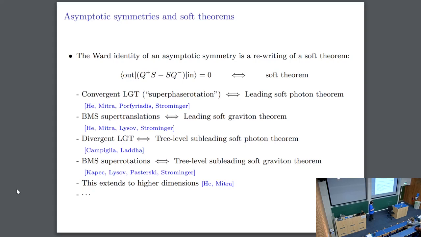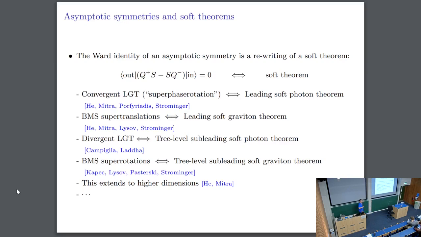So in QED, the large gauge transformations, whose parameter is convergent, turns out to have Ward identities that correspond to the leading soft photon theorem. In gravity, we have the BMS supertranslations, whose Ward identity turns out to be the leading soft graviton theorem. This goes on. If you consider gauge transformations in QED that are divergent in large distances, then its Ward identity corresponds to the tree-level subleading soft photon theorem. In gravity, the counterpart is BMS superrotations. Its Ward identity is the subleading soft graviton theorem at tree level.